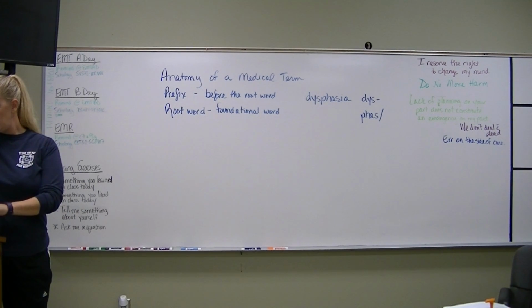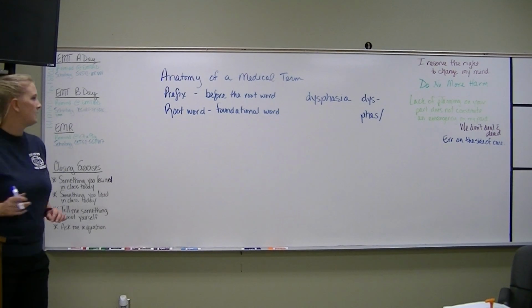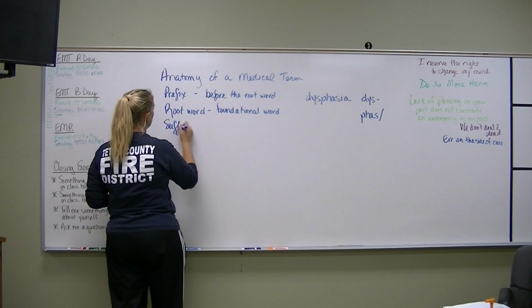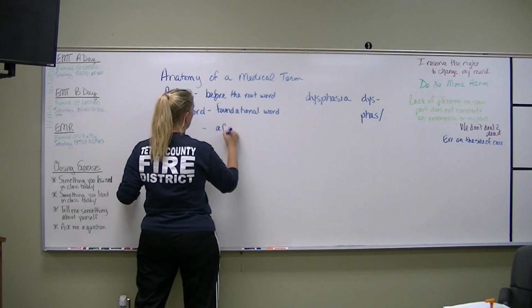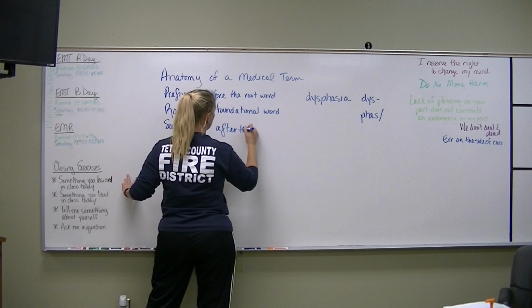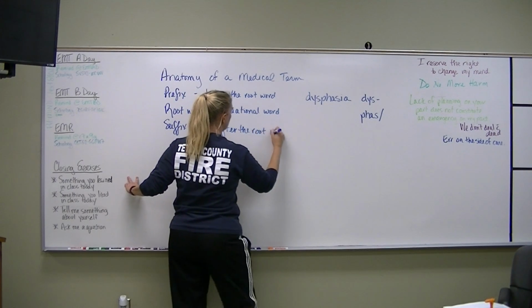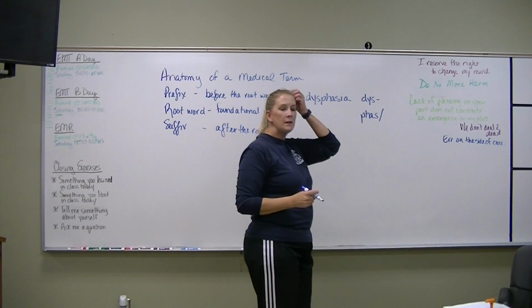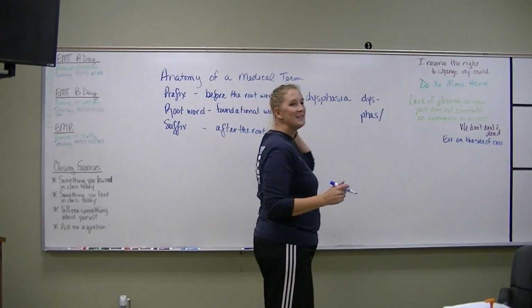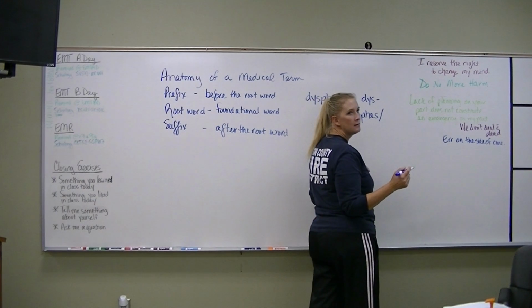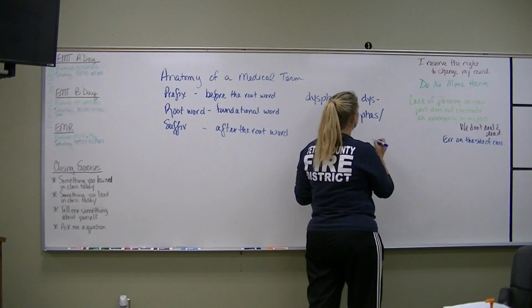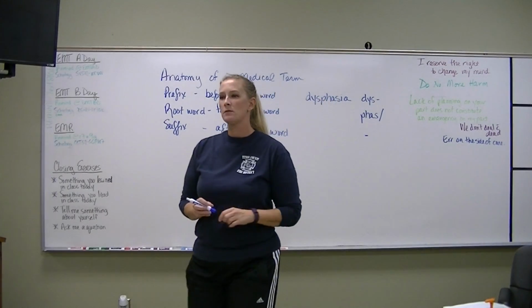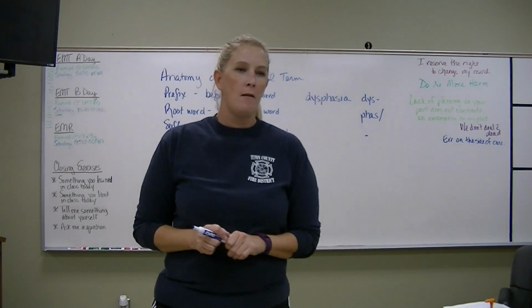Okay, then we have our suffix, and our suffix is what occurs after the root word. Okay, and in this word, what is our suffix? Is it just A or is it ia? If we don't use ia, what are we going to use? What are we going to call that I? Combining vowel. It's going to be our combining vowel.